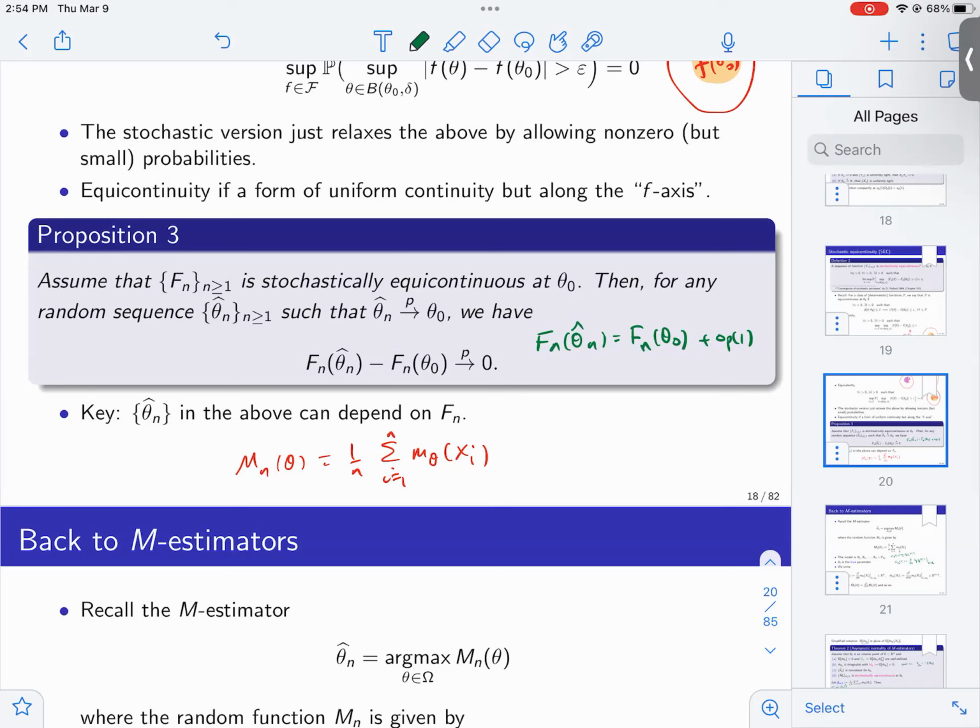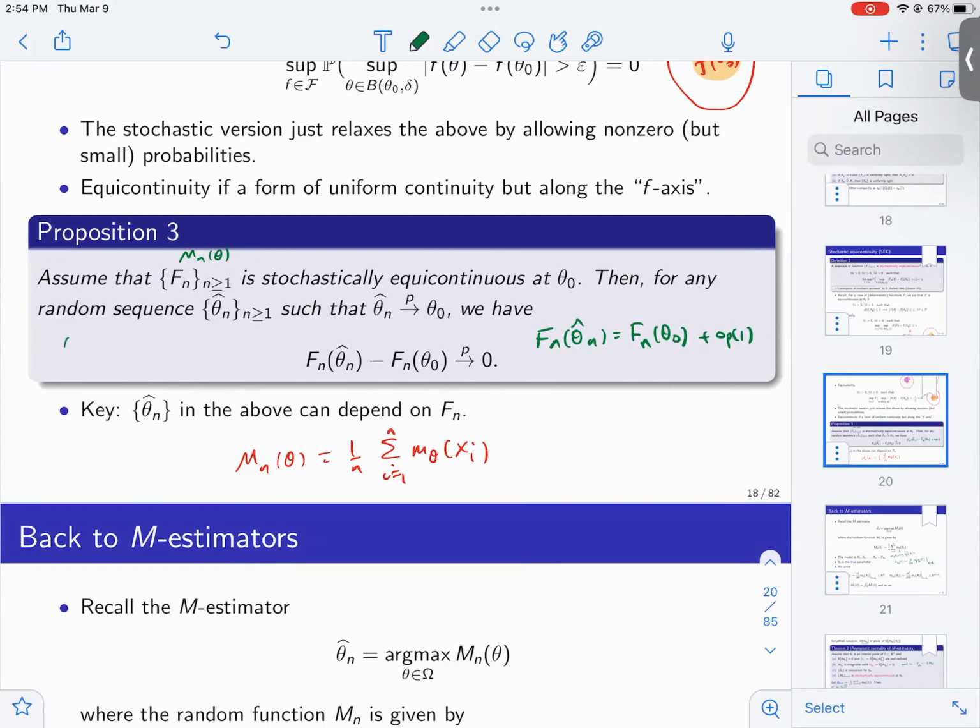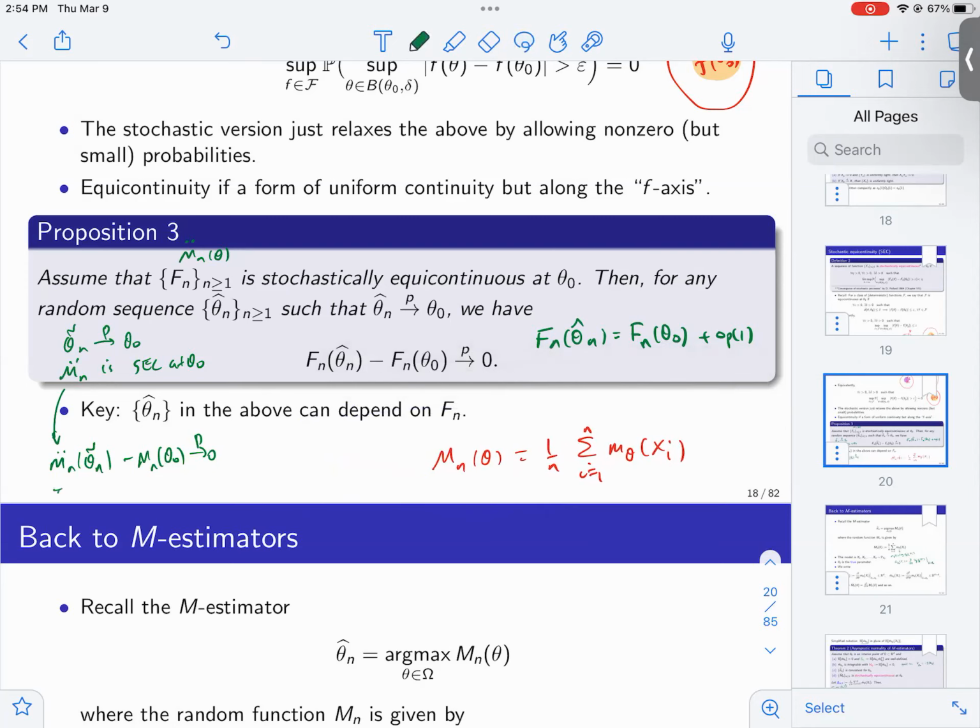If you have a sequence of functions, say M_n of theta, these are our functions. They're stochastically continuous at theta naught, and I have a sequence that converges. In our case, theta tilde n converges in probability to theta naught. If M_n double dot is stochastically equicontinuous at theta naught, then I can conclude that the difference M_n double dot of theta tilde n minus M_n double dot of theta naught converges in probability to 0, which means that I can write the statement that I made.